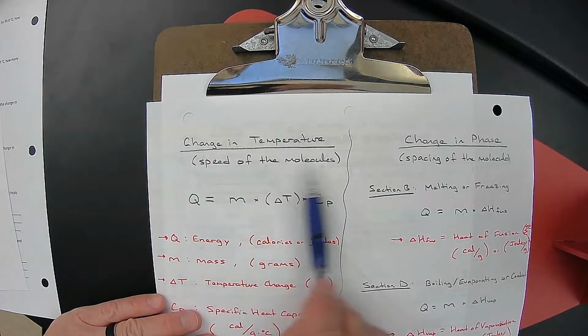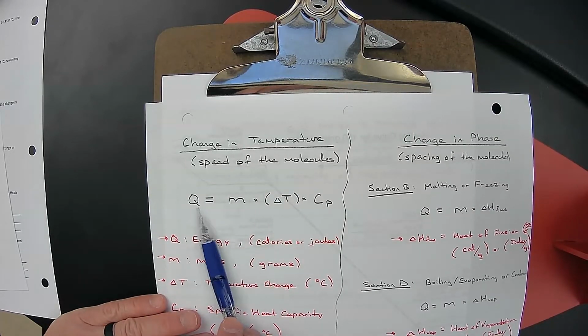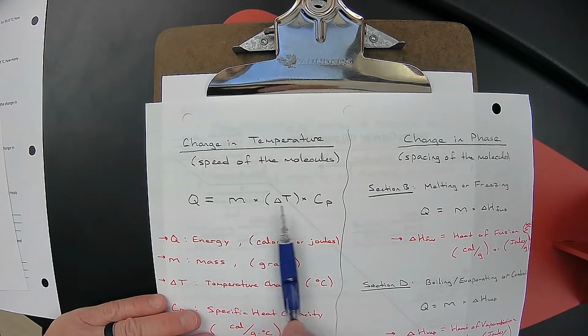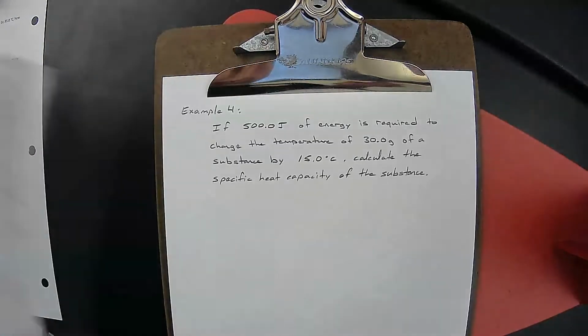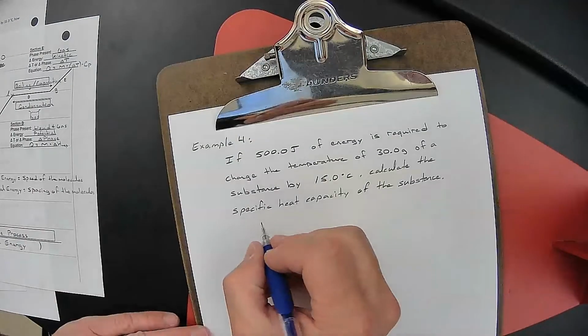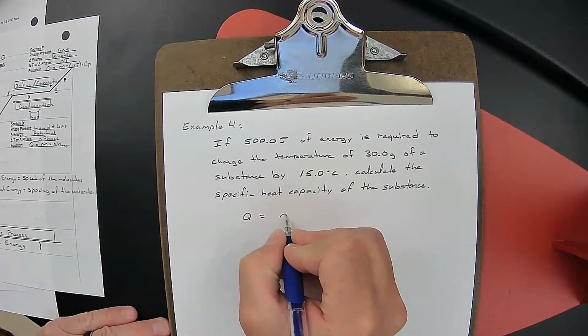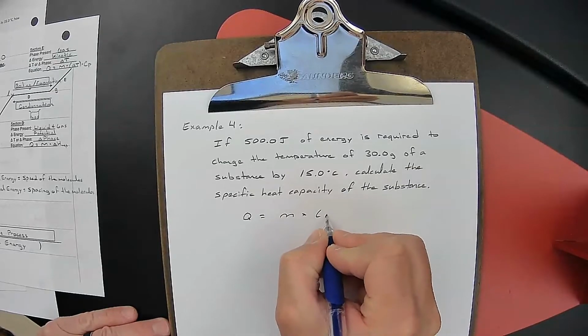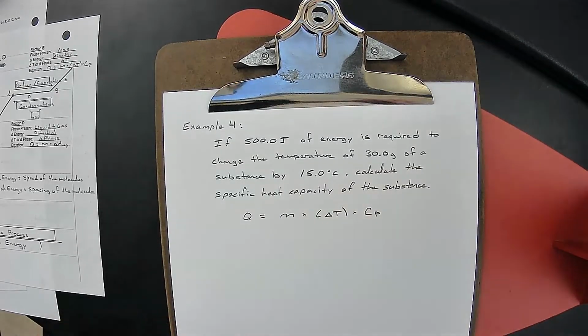The question says that we're changing temperature. So we're going to be using this equation, Q equals M, the mass, times the change in temperature, times the specific heat capacity. So I'm going to write that equation down. Q equals M times change in temperature times the specific heat capacity.